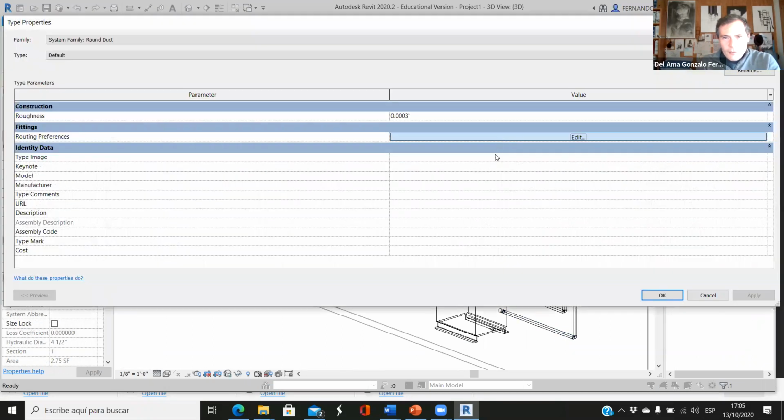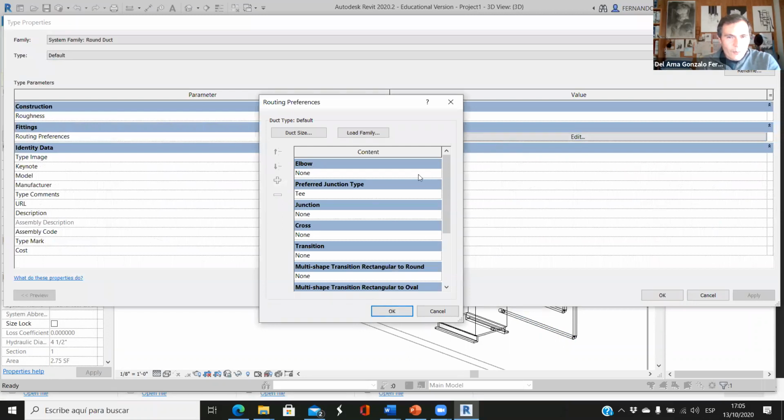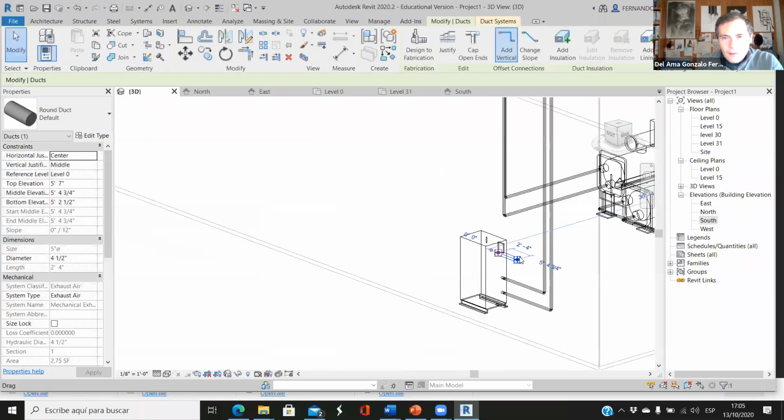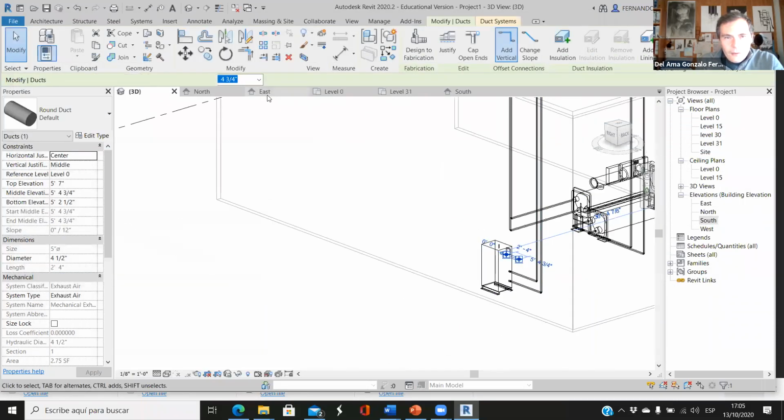So I have to edit type. I have to edit this. Look at this elbow, none. So it has to be the round mitered elbow standard, and then T. Okay, that should be enough. And now on the east elevation.